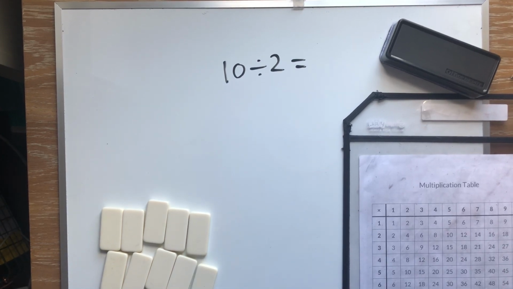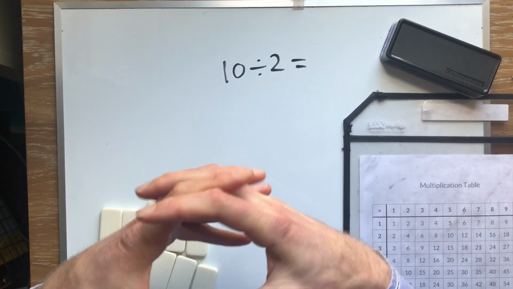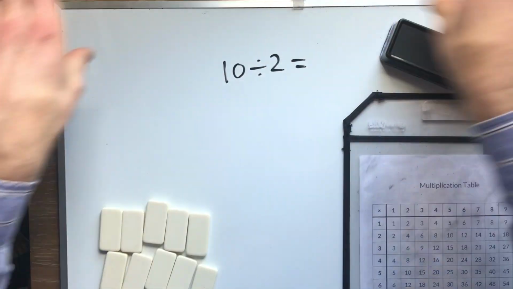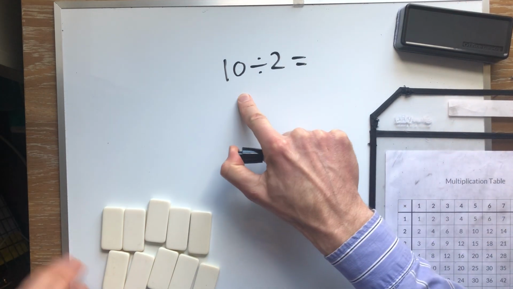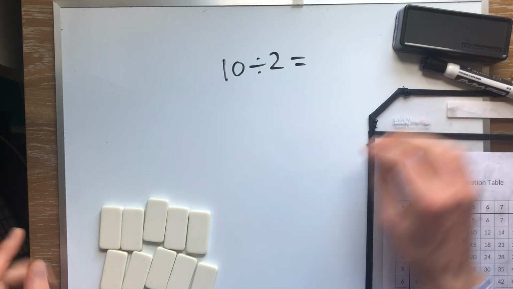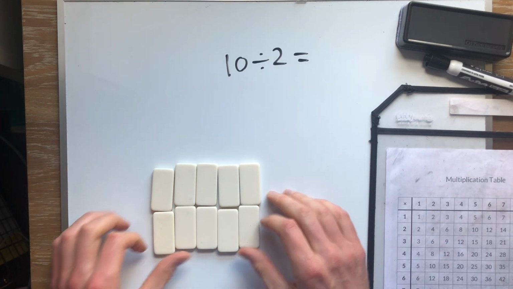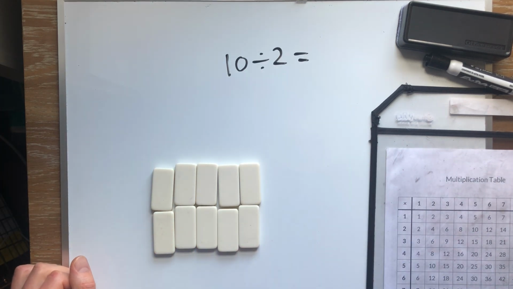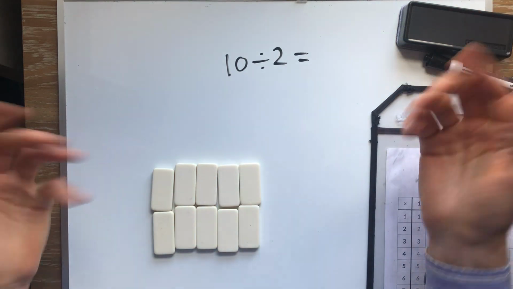Hey guys, we're looking at division still. Division is to divide, as in you have a big chunk of something and you have to divide it up. So if you see a problem that looks like this, 10 divided by 2, what that means is, let's say I have 10 dominoes. I want to divide it into 2 piles. How many dominoes would go in each pile?